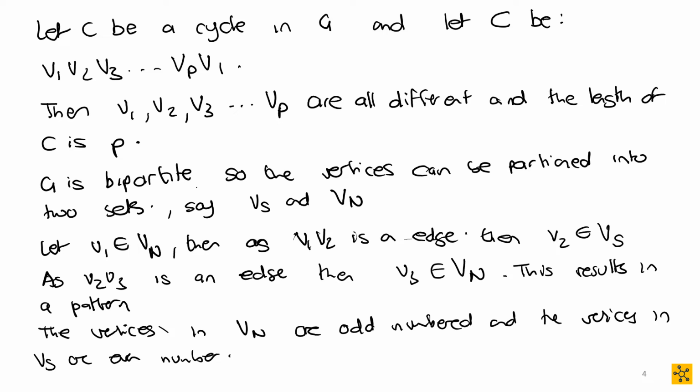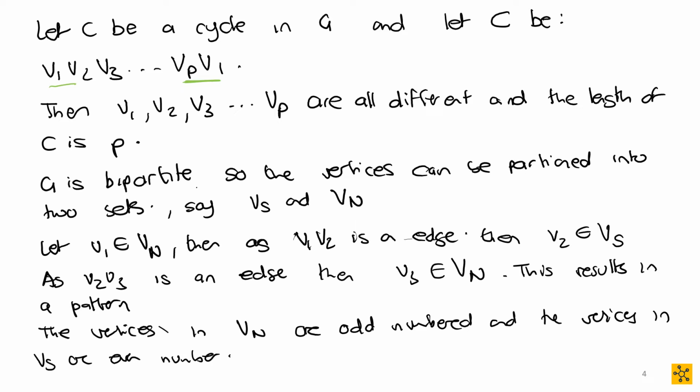Now we need to show that Vp is going to be an even number. And this is where we're again going to use the concept of edges, because remember we had this cycle and it goes from V1 to V2 and then goes from Vp to V1. So now we're going to use the fact that V1 is the element of the odd numbered set. So then Vp has to be an element of the even numbered set.